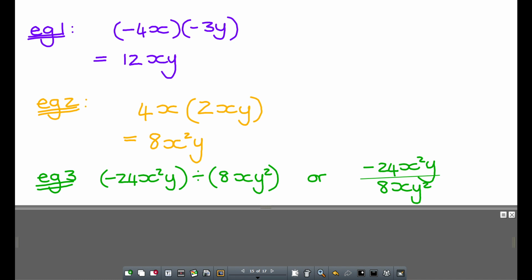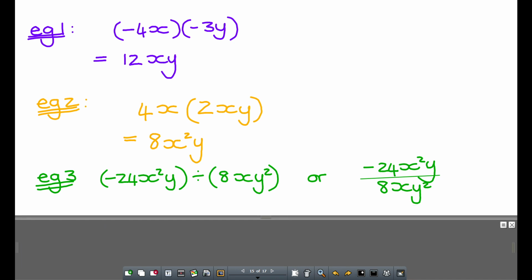That line in between is actually seen as a division. Okay, so divided by, and then the 8xy squared. Okay, right, so if I wanted to do that, I am going to cancel out. Now when we cancel out, we do it up and down or across. That's actually on the next slide, so I'll talk about that again. But 8 will go into itself once, and 8 will go into 24 how many times? 3 times.